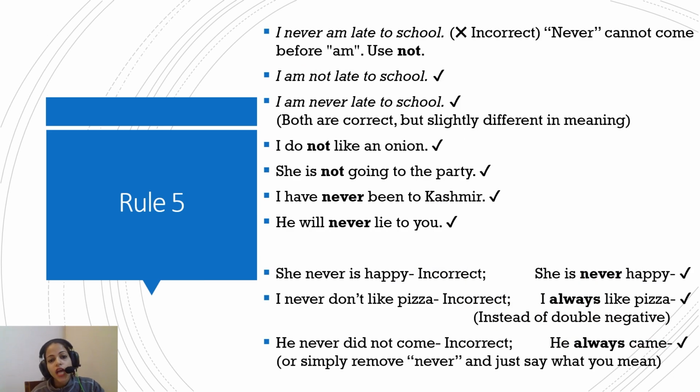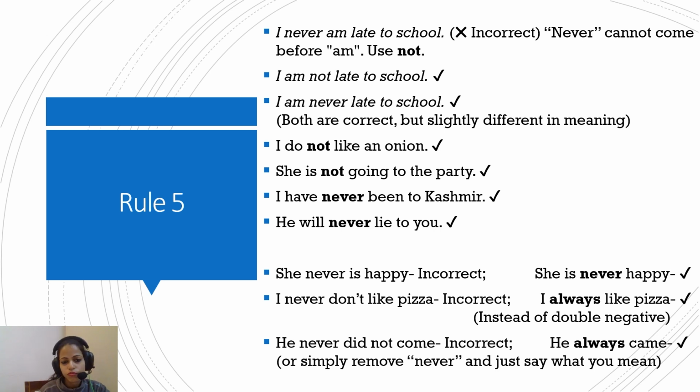Now, "I never am late to school." This is wrong. Never cannot come after am anyway. So either you can say I am not late to school when you want to talk about just the present, say today. Or if you want to say I'm never late to school, then you use never after am. That means I've never been late to school, not even once in these many days has there been a single day that I've been late to school.